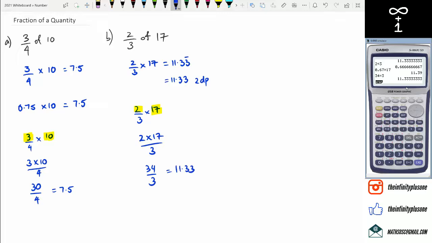Okay, so should we do one more question? No, I think that's basically it. I think you guys should be all right from this point onwards. We're just doing some basics of fractions of a quantity.